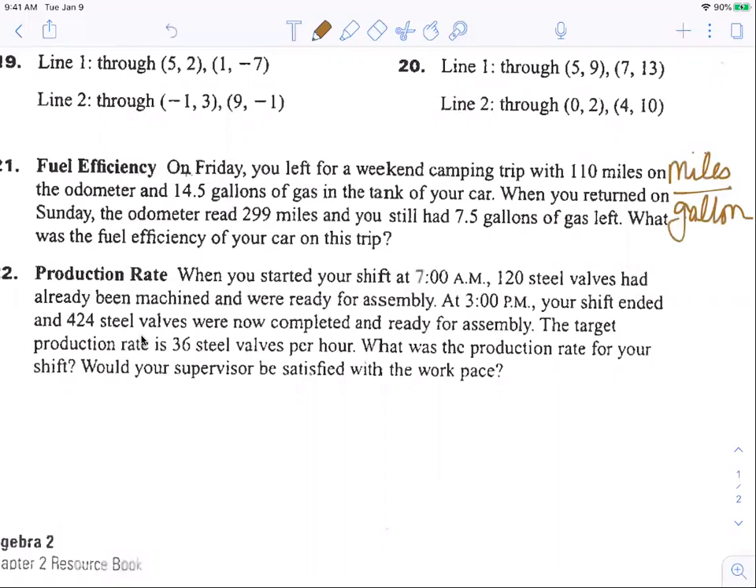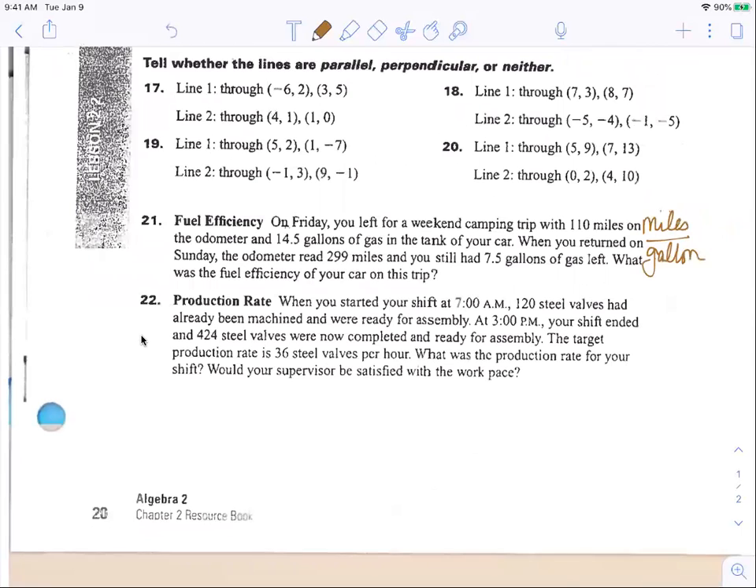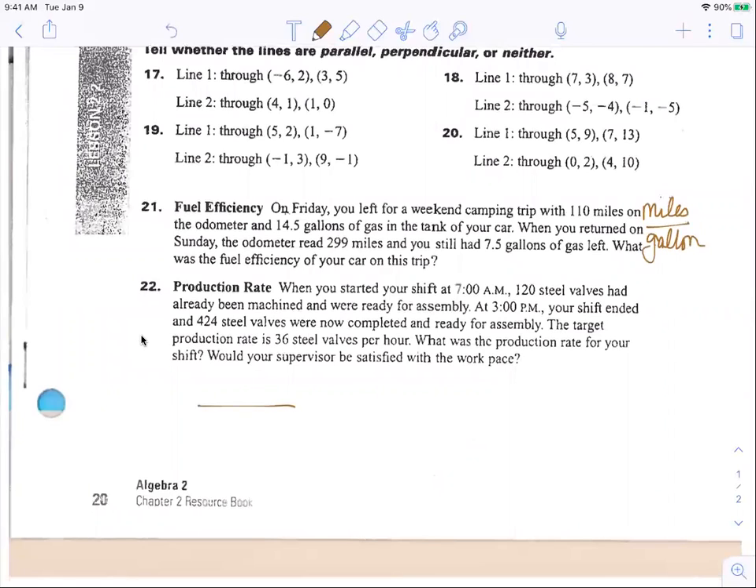When we're talking about slope, we know it is the rise on top and the run on the bottom. But when we compare that to a word problem, we can't really think of it as rise over run because we're talking about miles and gallons. So when we come up with our equation for slope, we're going to write a fraction with the miles on top and the gallons on the bottom, because that's the way you measure fuel efficiency. It's always measured in miles per gallon, not gallons per mile. So how many miles did you get for each gallon of gas?